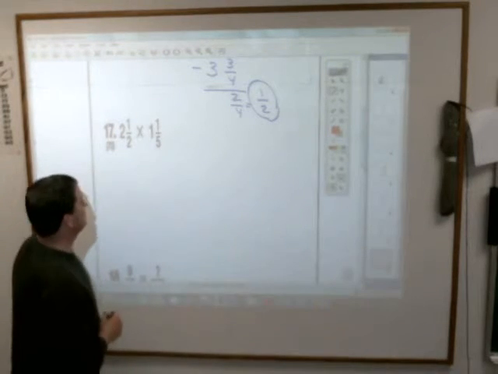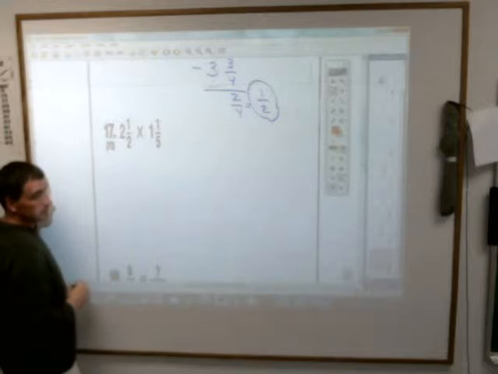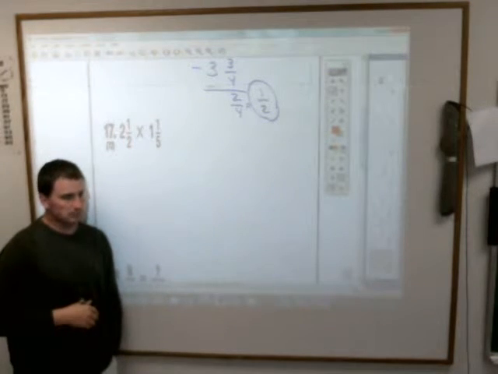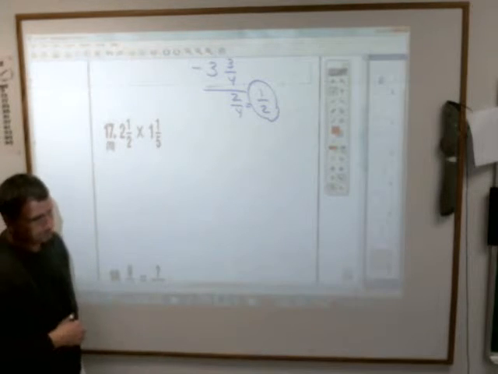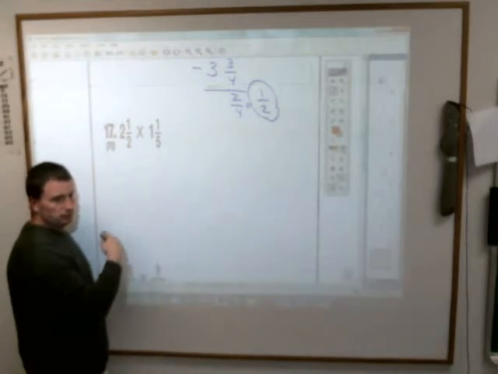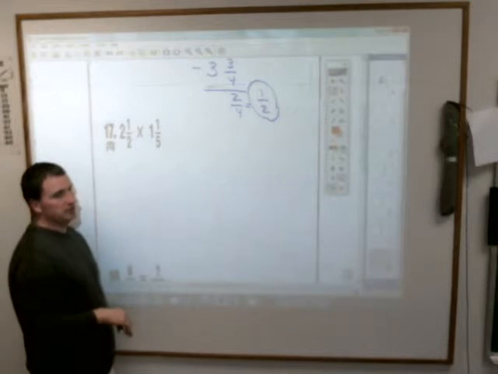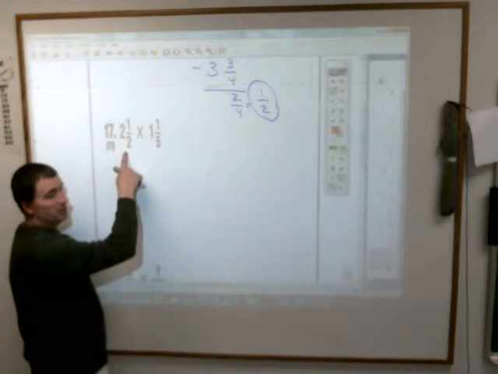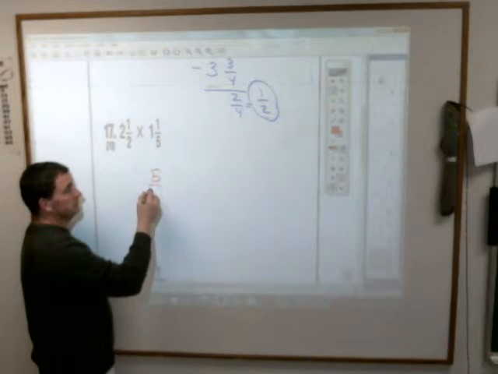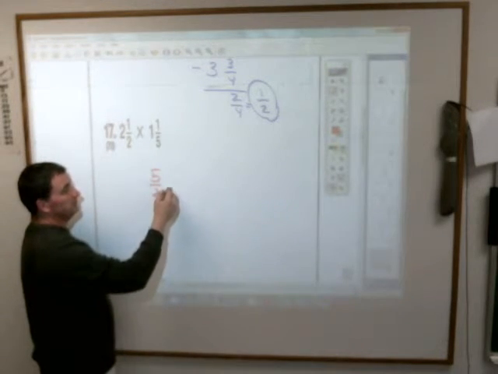You made them improper? No. Okay. Did you look in your notes for that? Have we never made these improper in 6th grade? Yes, we have. Anytime you multiply or divide, it's always an improper fraction. What is this as improper? It's 5/2. What's this as improper?